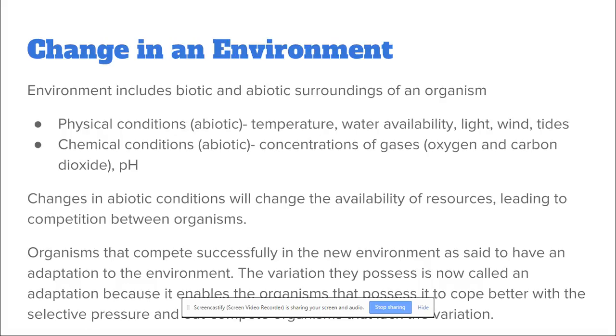Changes in these abiotic conditions can lead to changes in biotic conditions, which changes the availability of resources. This can lead to competition, and also because of that variation, some organisms might have a characteristic that allows them to be better suited to the environment. Organisms that can compete successfully in this new environment are said to have an adaptation.